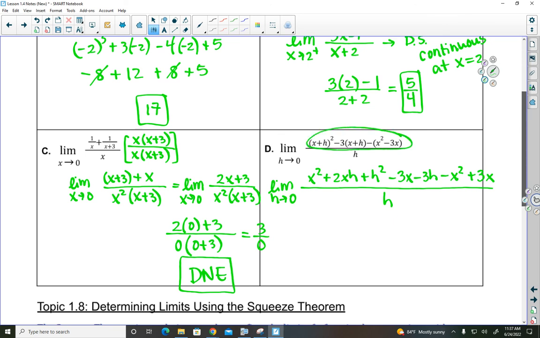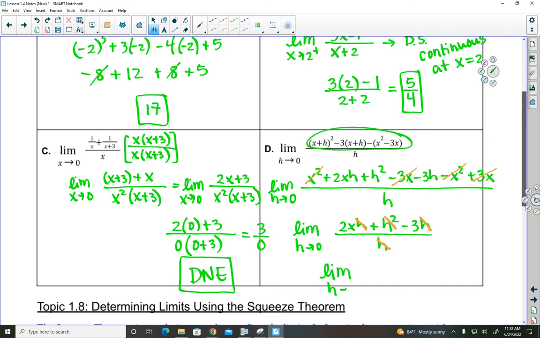It looks like we can simplify some stuff. I've got a negative 3x and a plus 3x that'll go away. I've got an x squared and a minus x squared that'll go away. So my new limit can say 2xh plus h squared minus 3h all over h. And then I notice all three terms in the numerator have an h, so I can cancel out an h from all of them.